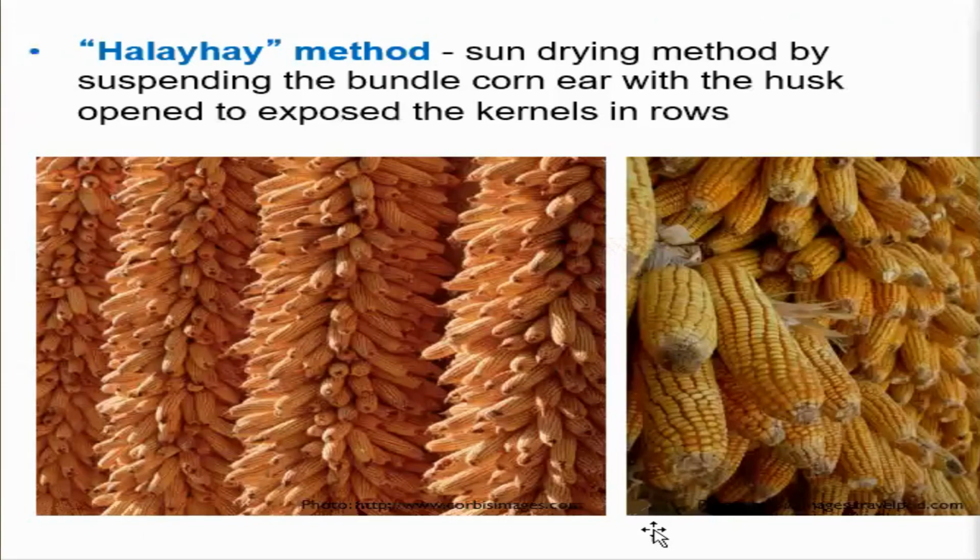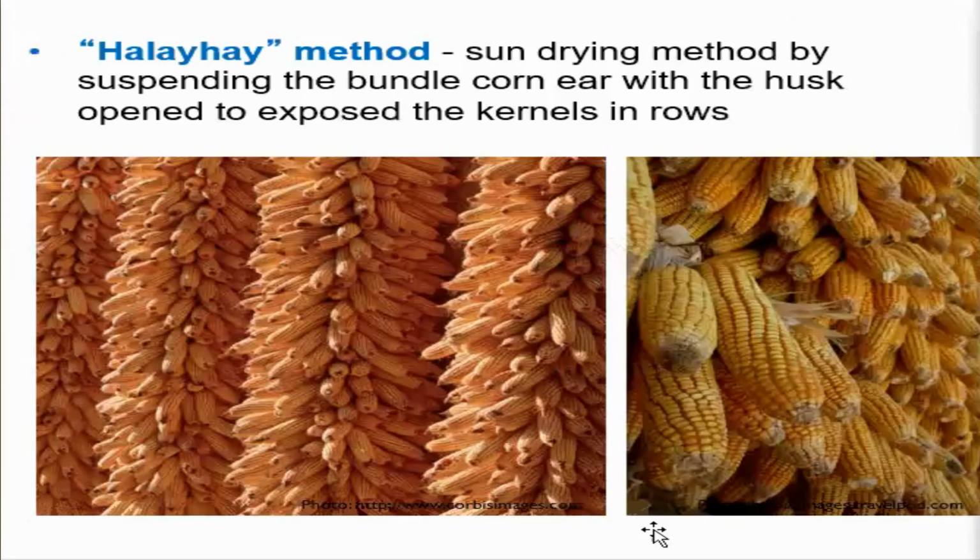This is an example of the halay-hay method. We use the sun for drying. It is a suspended bundle of corn ears with the husk open to expose the internal rows. This is the halay-hay method. Next, we have the mechanical method using a batch dryer. But most of the seed companies do not use this already. They use an air vent ventilated dryer.